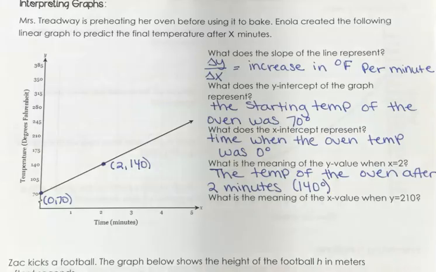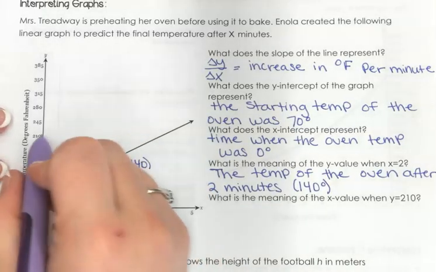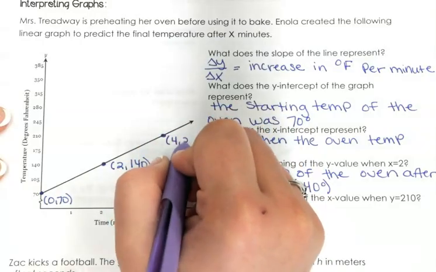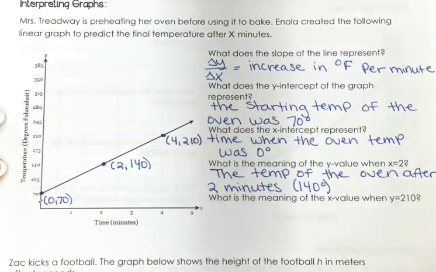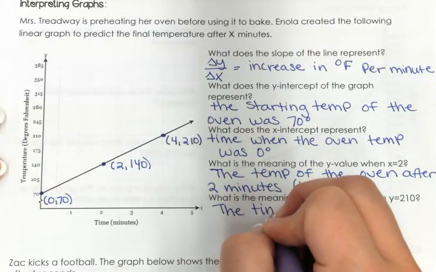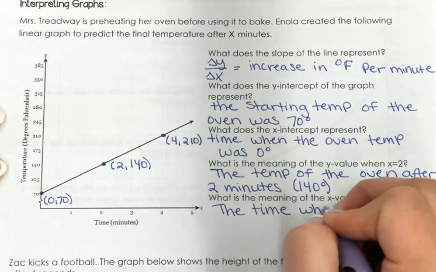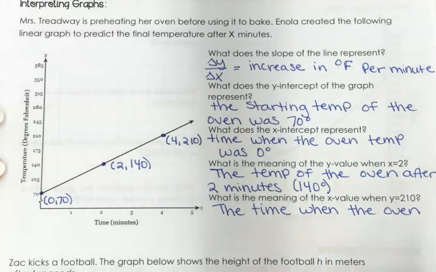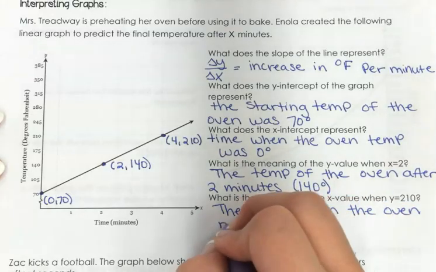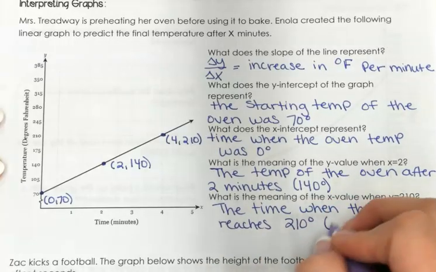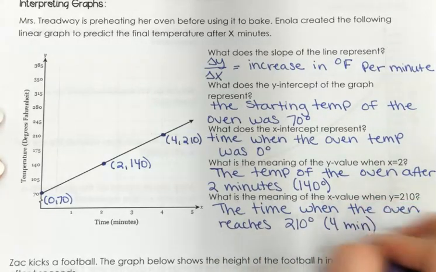What's the meaning of the x value when y is 210? So here at this point, 210, the meaning of the x value there is the time when the oven reaches 210 degrees, or how long it takes it to get to 210 degrees. And we know it to be 4 minutes by looking at it on the graph.